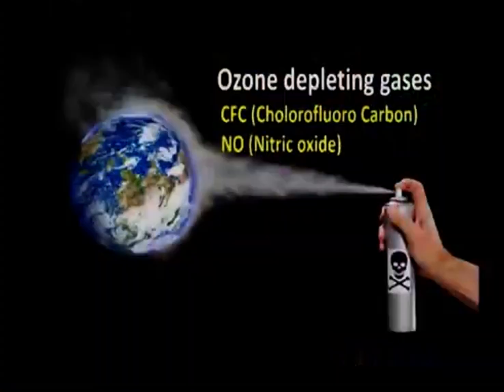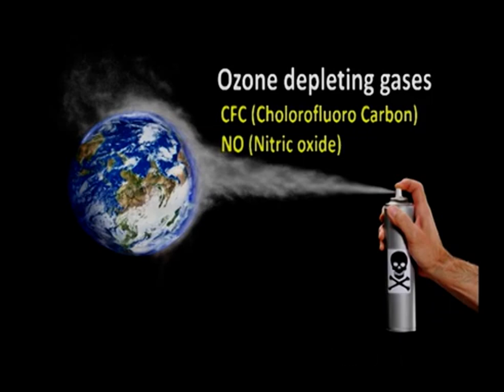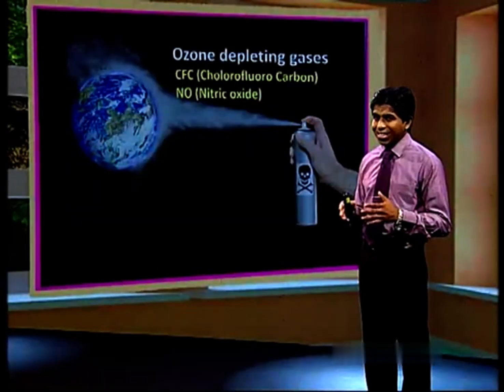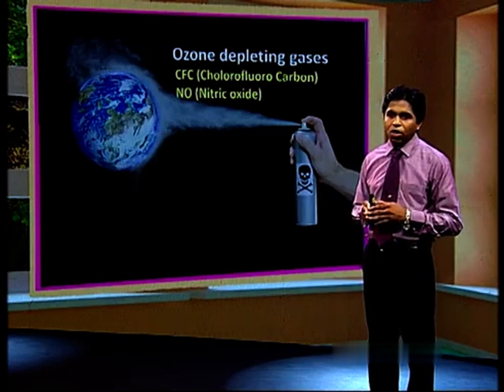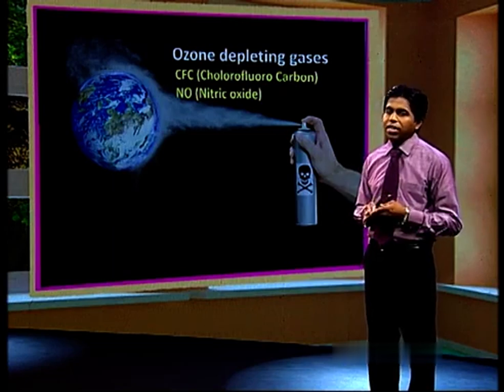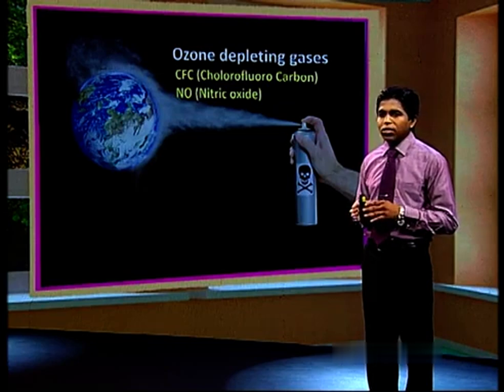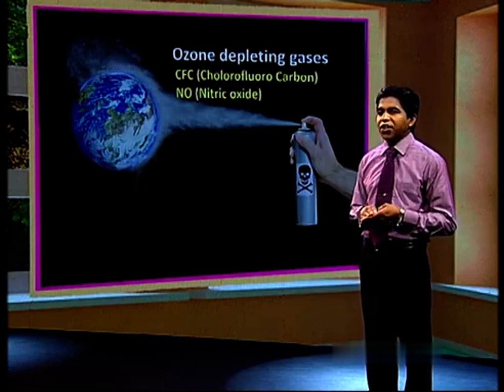So number 1, CFC. You can see here CFC, a group of chemicals, chlorofluorocarbon. So chlorine and fluorine you have learned under group 7 in your periodic table. So we call them halogens. In other words, they are halogenated hydrocarbons. Chlorofluorocarbon, halogenated hydrocarbons. And number 2, second ozone depleting gas, nitric oxide.